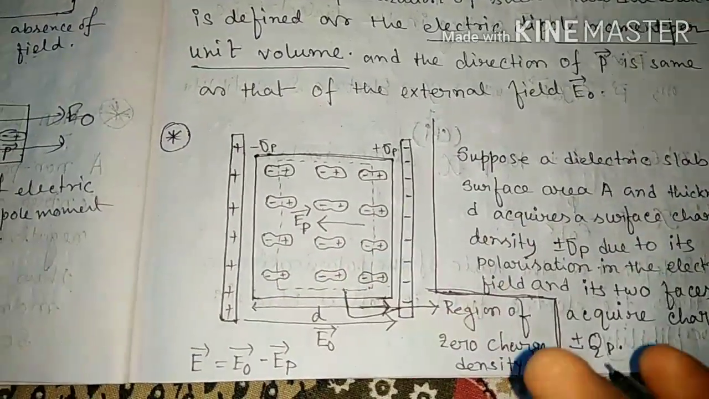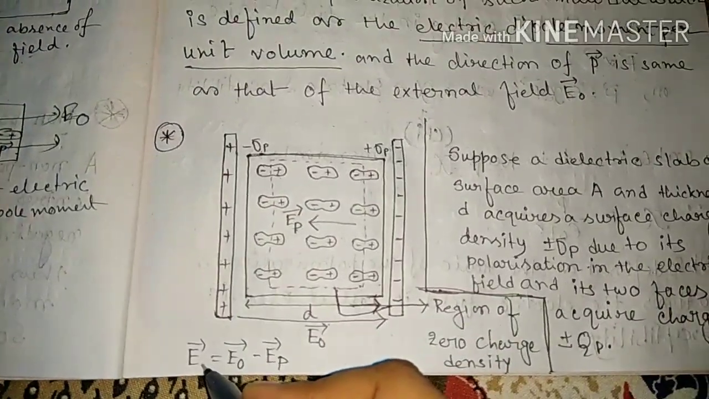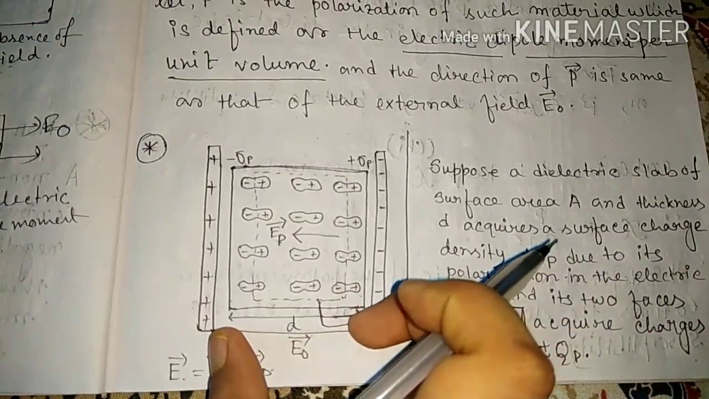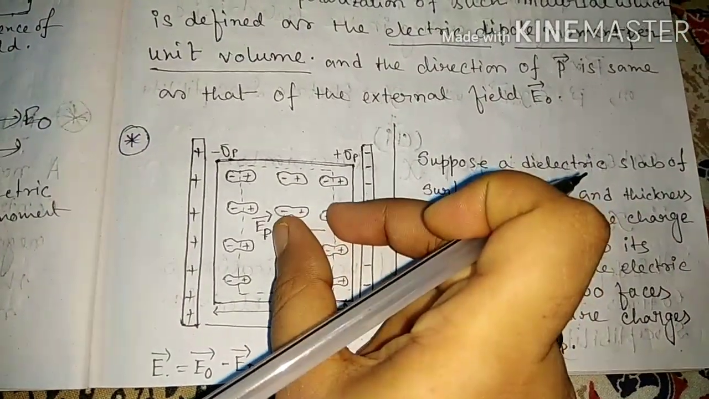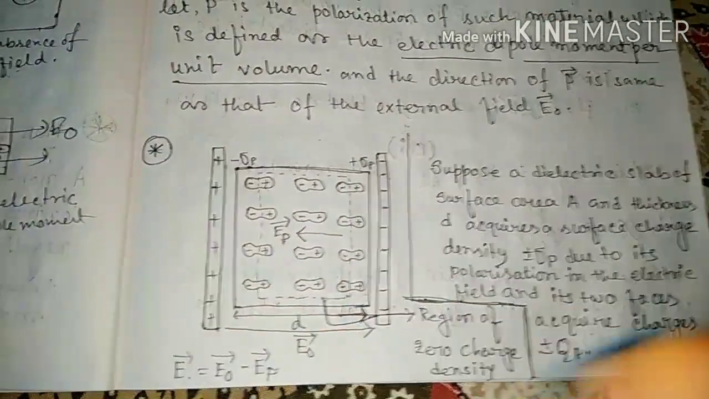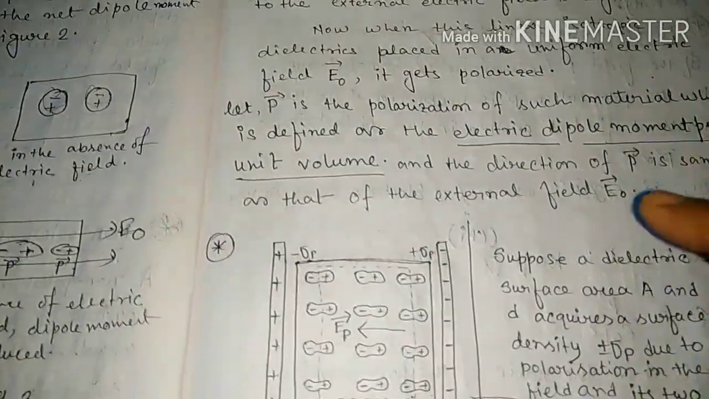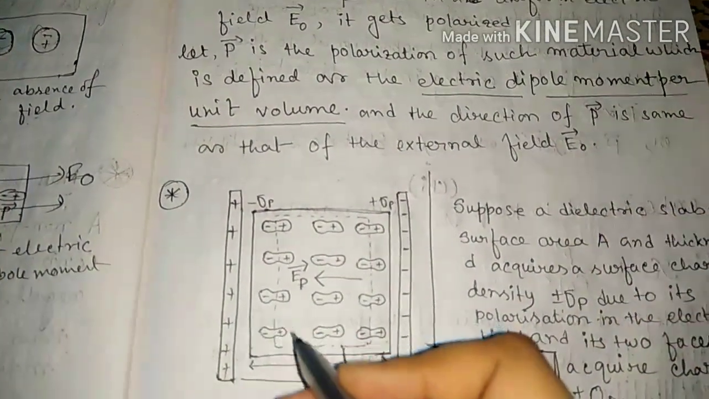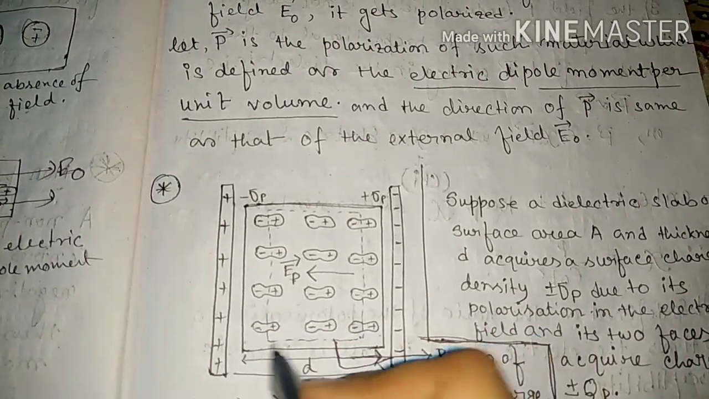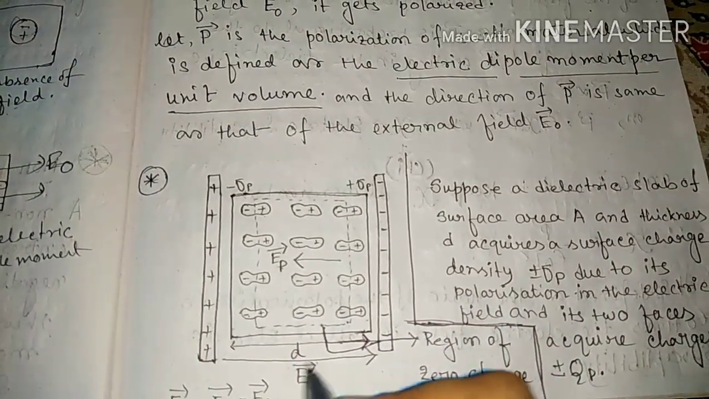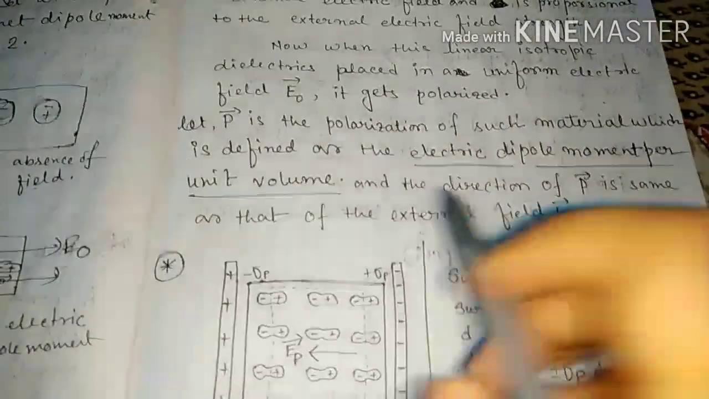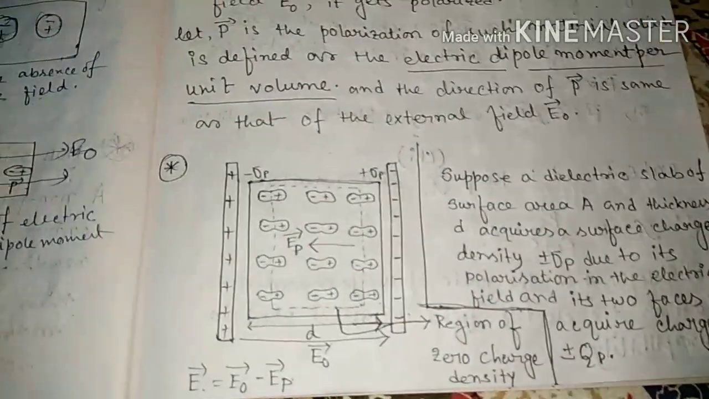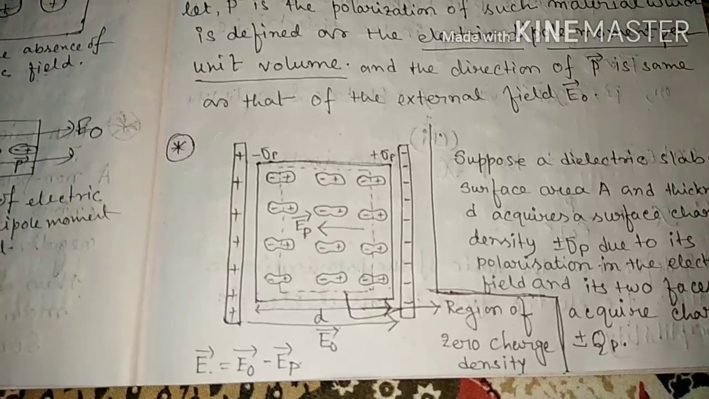So what is the net electric field? The net electric field E is the reduced electric field, equal to E naught minus EP, because E naught is always greater than EP. This minus this shows how much it opposes, and that is E, the reduced electric field. Now, linear isotropic means the induced dipole moment is in the direction of the external electric field, negative to positive. As we increase the strength of the external electric field, this also increases.